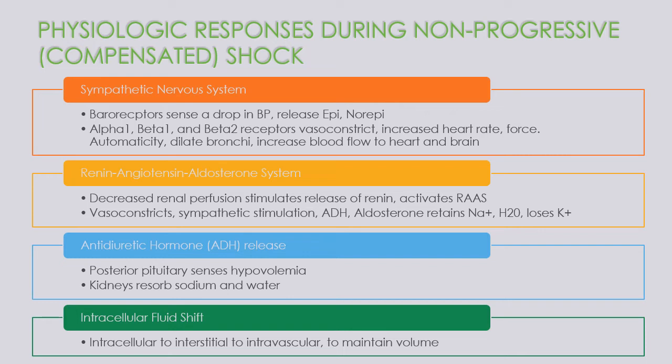At the same time, when I have decreased circulating blood flow, I'll have decreased oxygenation and perfusion to my kidneys. And when the kidneys sense low fluid levels, they release renin. Now, renin then activates the RAS system. So that's that renin, angiotensin, aldosterone system.